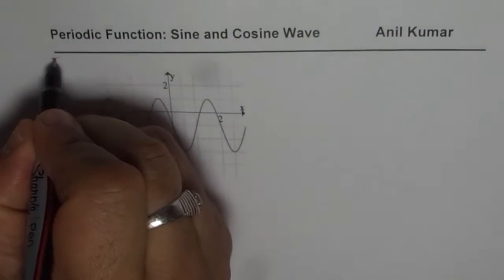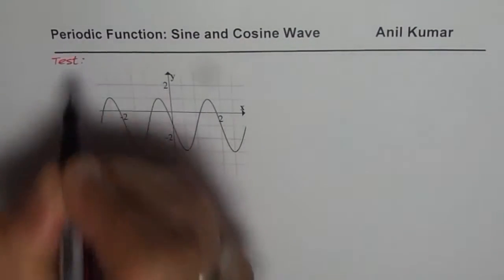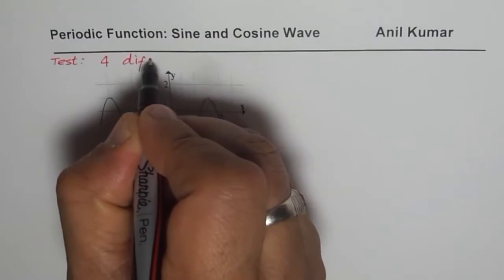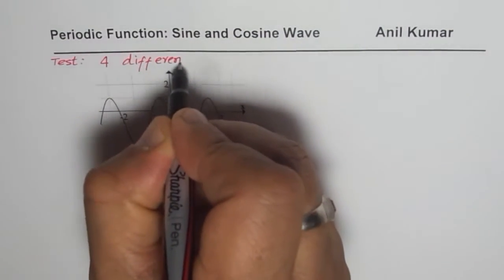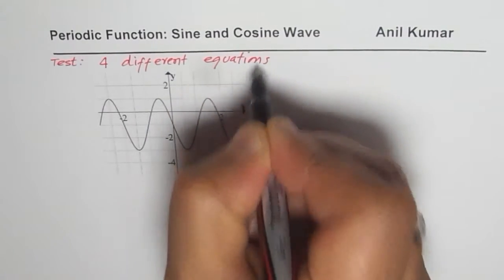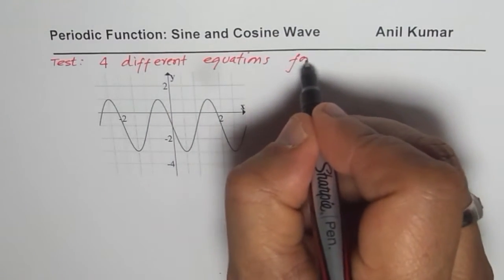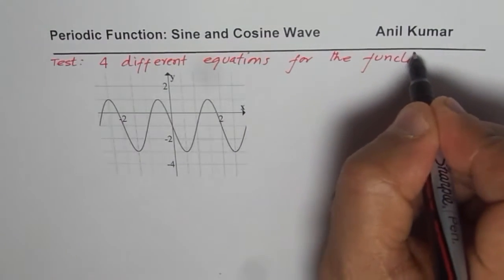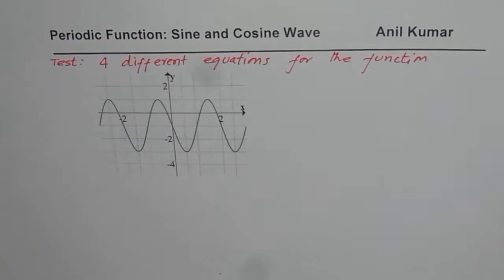So the question here is to write down four different equations. I would like you to write four different equations for the graph. Let me write function here, okay? For the function that represents the given graph. So that is your question. Now how to do that? You can pause the video, write down four different equations, and then look into my suggestion.